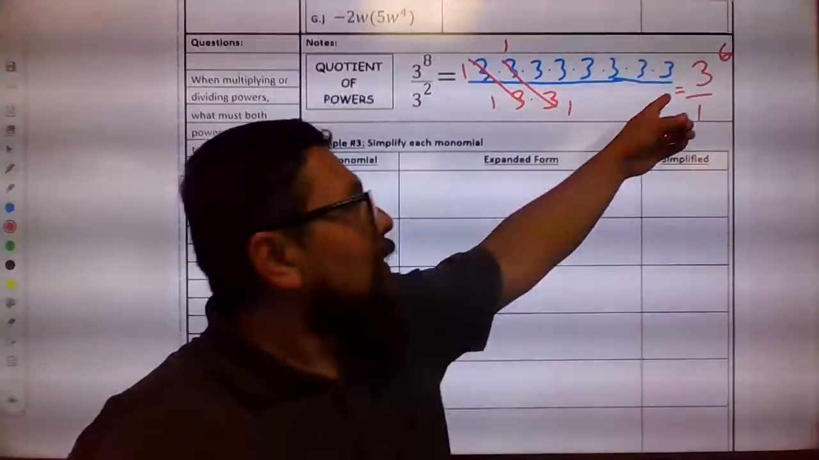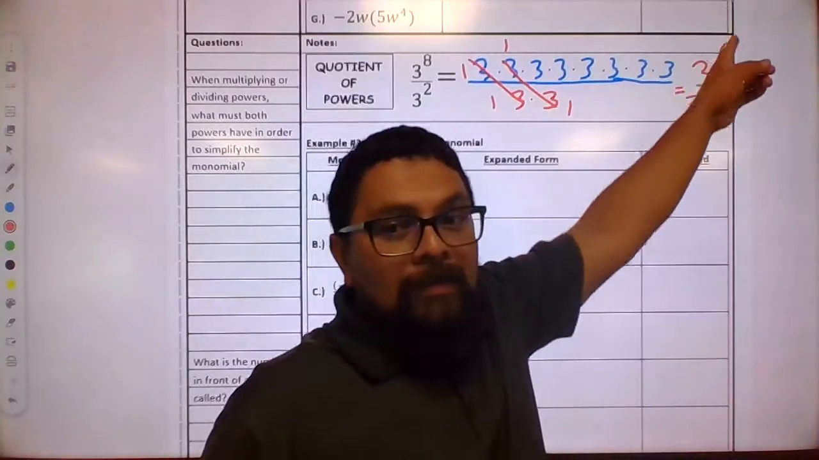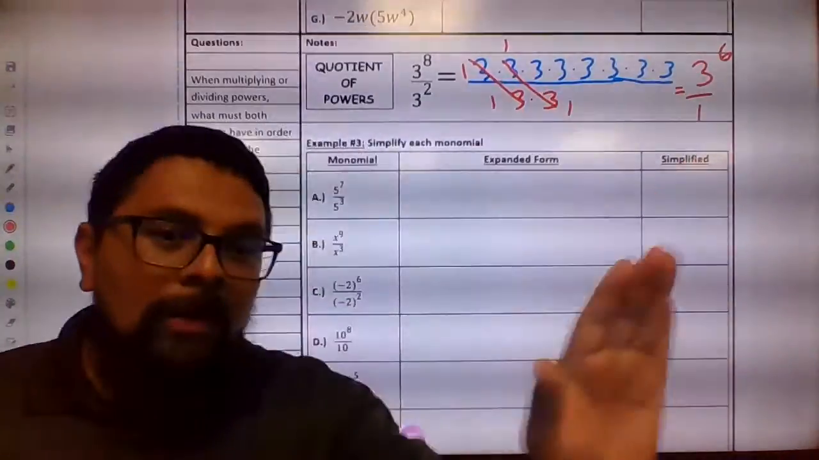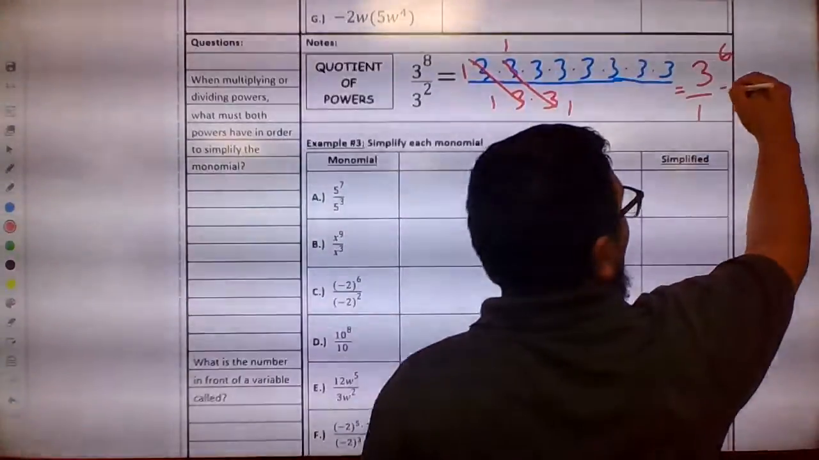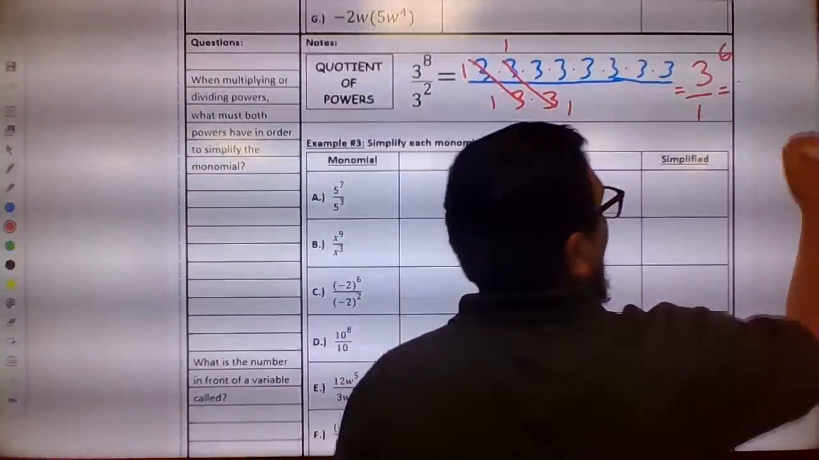Now we can actually put 3 to the 6th in a calculator, and you're going to get an answer. But we're not doing that yet. To simplify this, just leave it like this, 3 to the 6th.